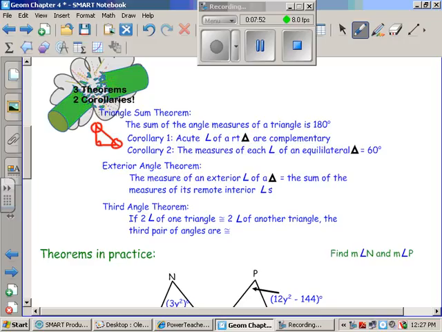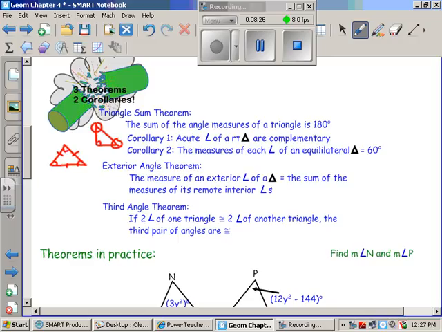Okay. And the measure of each angle of an equilateral triangle is 60 degrees. Again, we kind of already did this, but if it's equilateral, it's also what? Right? If it's equilateral, it's also equiangular. So if the sides are equal, so are the angles. So in an equilateral triangle, all the angles also are congruent.